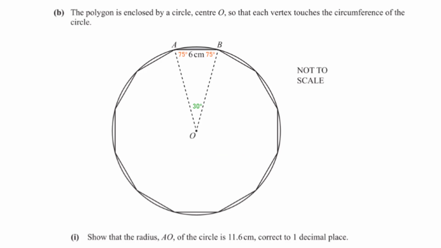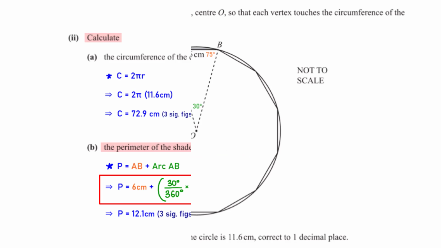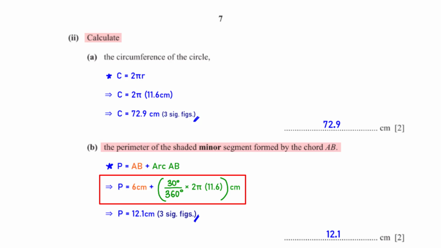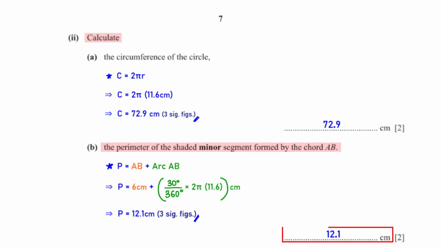To get the length of the minor arc AB, we have 30 degrees over 360 degrees times 2 pi r, where the radius r is 11.6 centimeters. When we type this into the calculator, we get 12.1 centimeters, rounded to 3 significant figures.